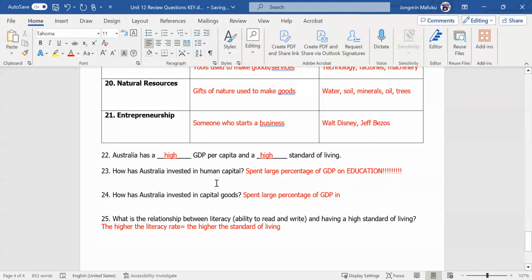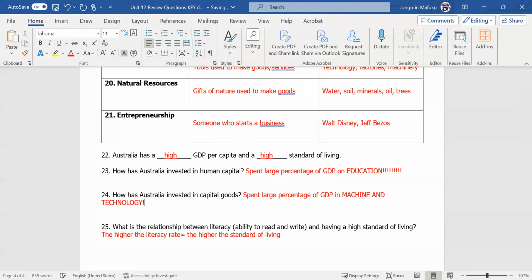And how has Australia invested in capital goods? By machines and technology. Of course, now look at how fast computers are nowadays. They even use quantum physics for computers. If you know, you know. Number 25, what is the relationship between literacy rate and high standard of living? Higher literacy rate, higher standard of living.